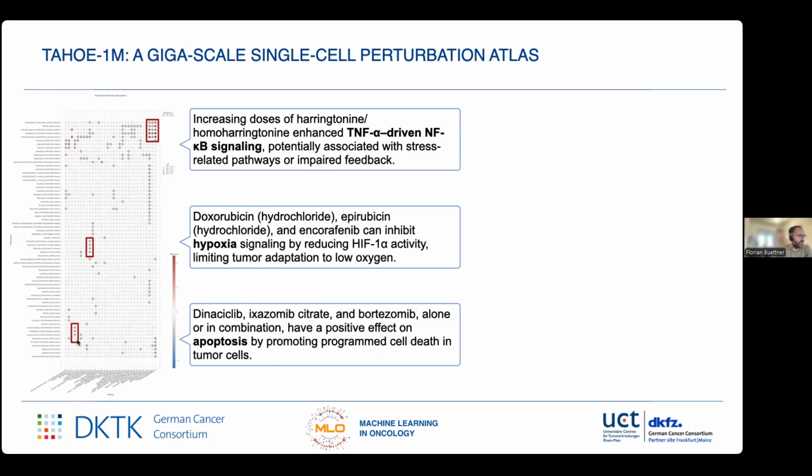And also, when you look at this group of drugs here, these are dinaciclib, axitinib citrate, and bortezomib. Sorry for the pronunciation. All of which have an effect on apoptosis. So we can learn their mode of action by looking at these coefficients linking the drugs to the individual pathways.